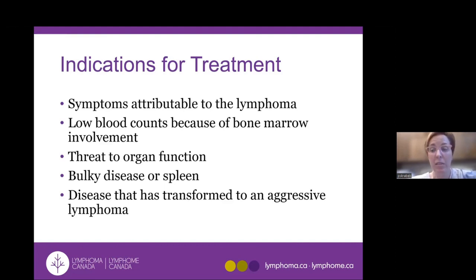Really big spleen that's causing symptoms like bloating or weight loss. Or if the disease changes into a more aggressive lymphoma, then that would be an indication for treatment right away because it's no longer follicular lymphoma alone.